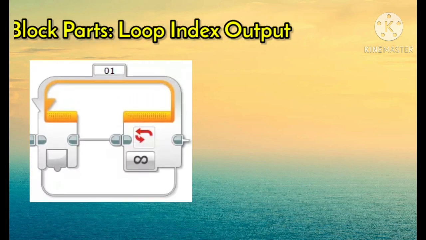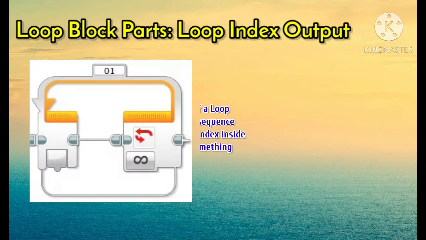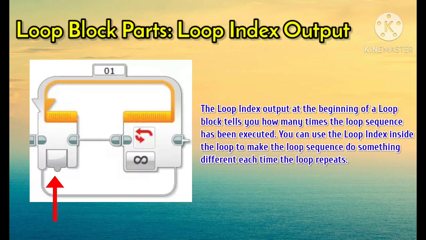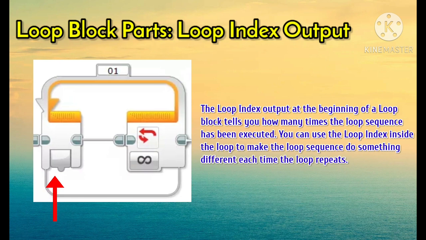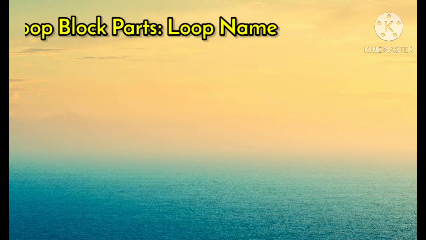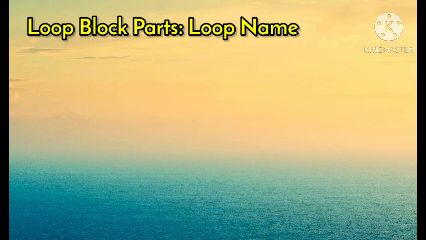The third part of our loop block is the loop index output. The loop index output at the beginning of a loop block tells you how many times the loop sequence has been executed. You can use the loop index inside the loop to make the loop sequence do something different each time the loop repeats.